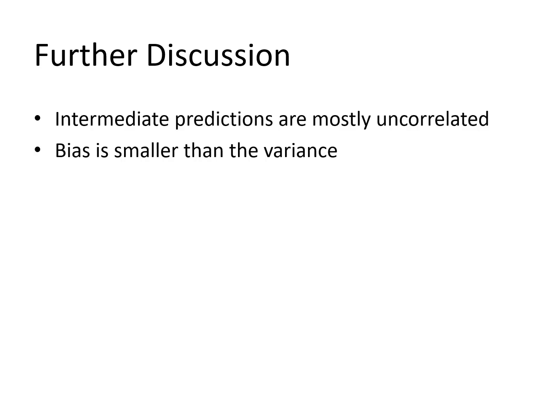A couple of further comments. So what we have seen so far include intermediate predictions mostly uncorrelated, and in particular for each prediction, the bias is usually smaller than the variance.